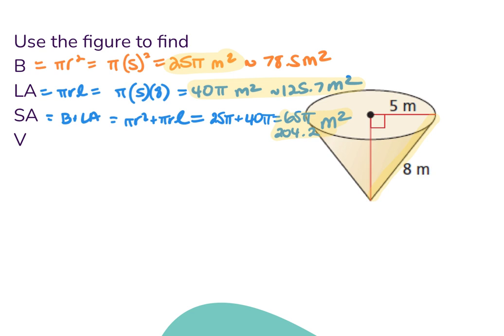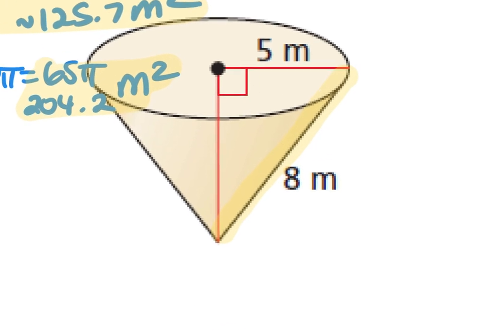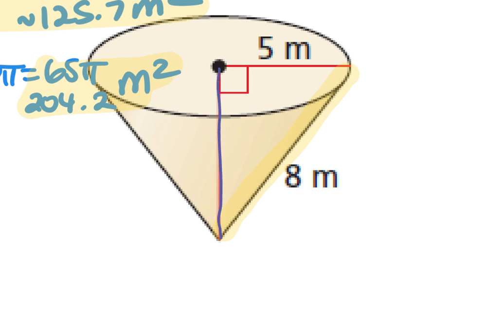Isn't surface area 2B plus L? No, for a cylinder, yes. Cone, there's only one base. And then volume, 1/3 the base area times the height, or 1/3 pi r squared h. How about like, does the slant affect? It doesn't, but I don't have the height. That's where the slant's going to come into play, right? I don't know this height yet. How do I find it?